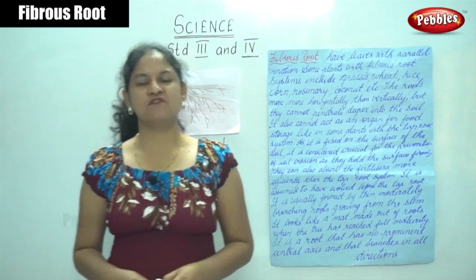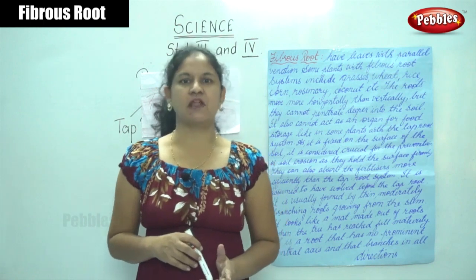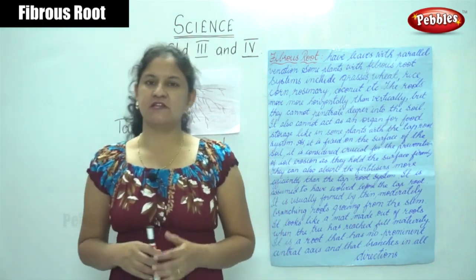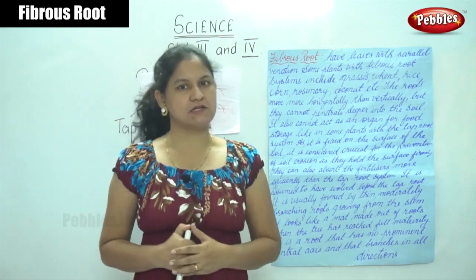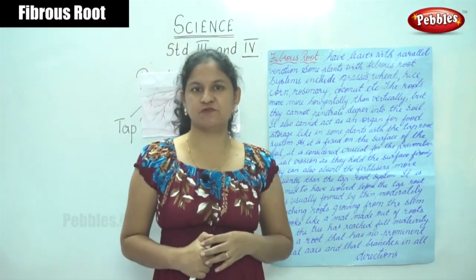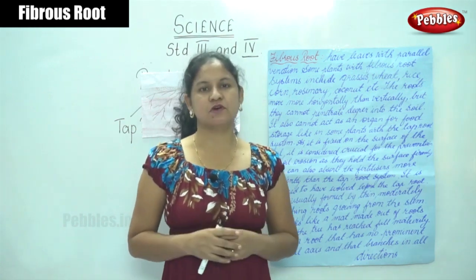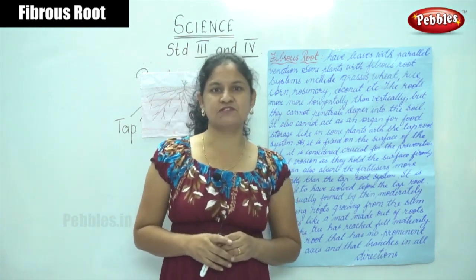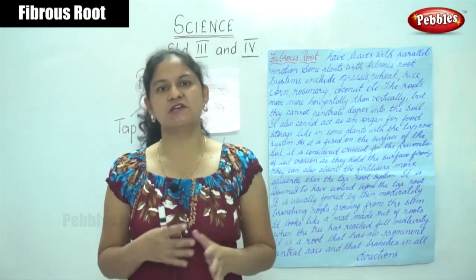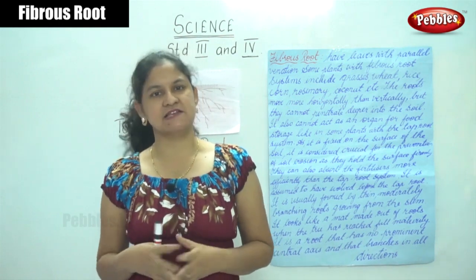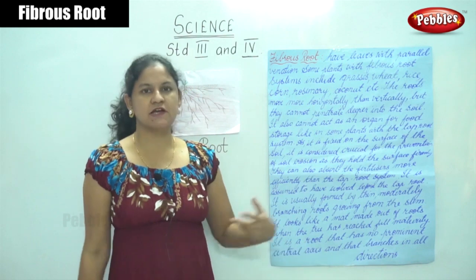So we've seen the main functions of the root, that is absorption, anchoring of the plant, and providing the necessary water and minerals to the other parts of the plant. And we've seen the two types of root, that is the taproot and the fibrous root. Taproots are also known as edible taproots because we have vegetables like carrot, beetroot, coriander, parsley, etc. Next we will move on to the fibrous root.